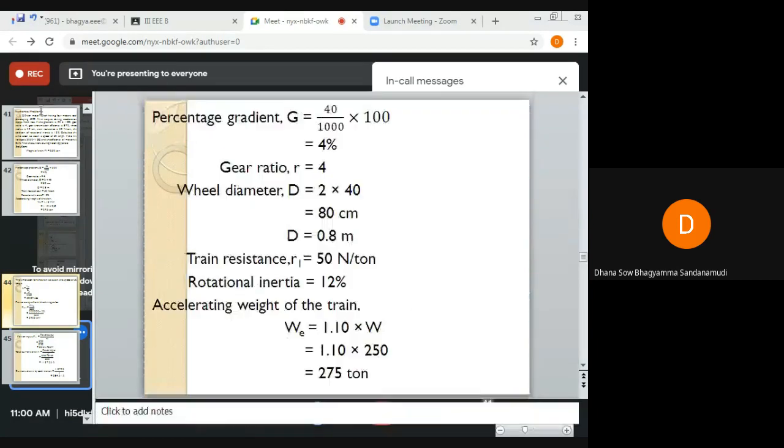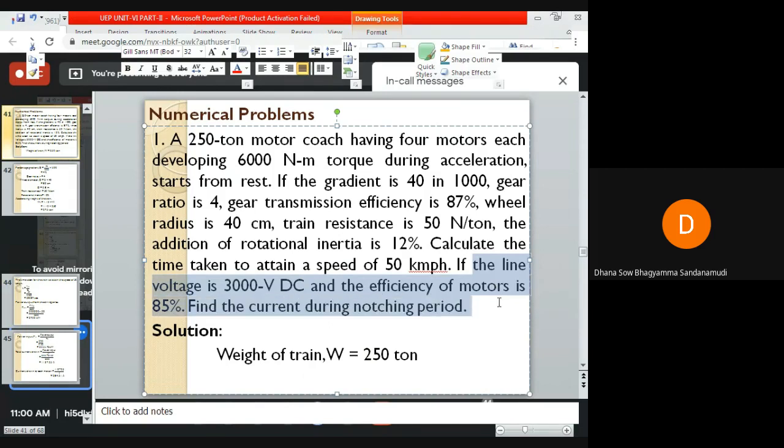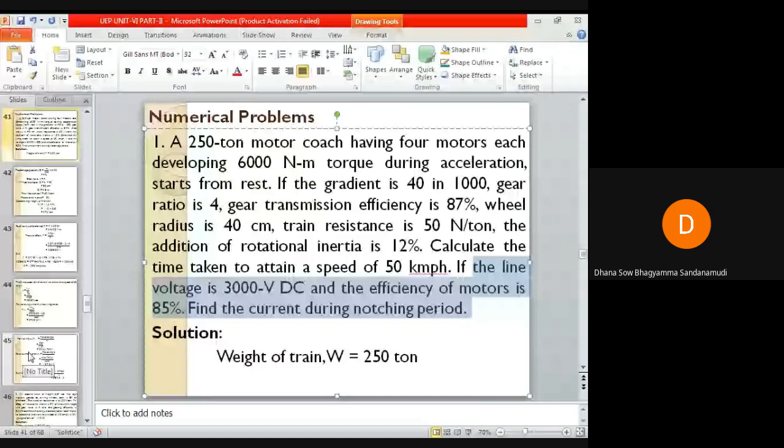If you go to your problem, they have asked us to determine the current during the notching period. If the line voltage is 3000 volts DC and efficiency of the motor is 85%, okay? So efficiency of the motor and line voltage is given, and you have to determine the current during the notching period.